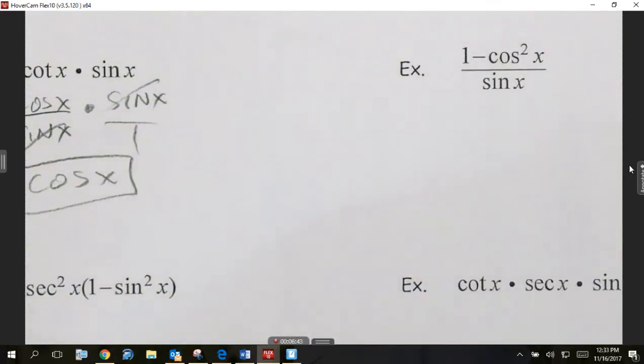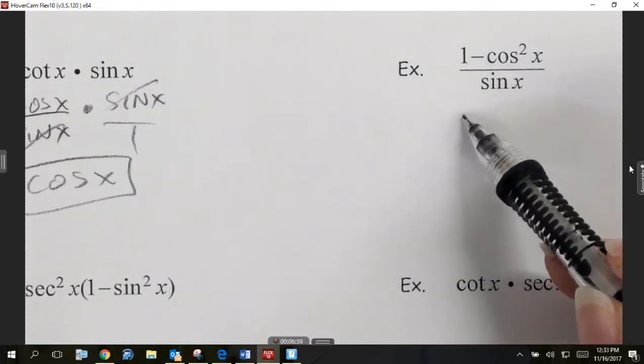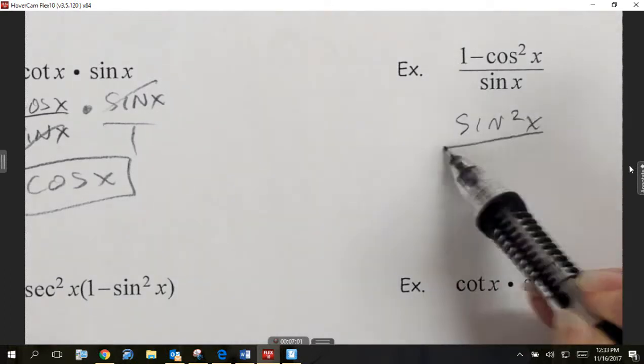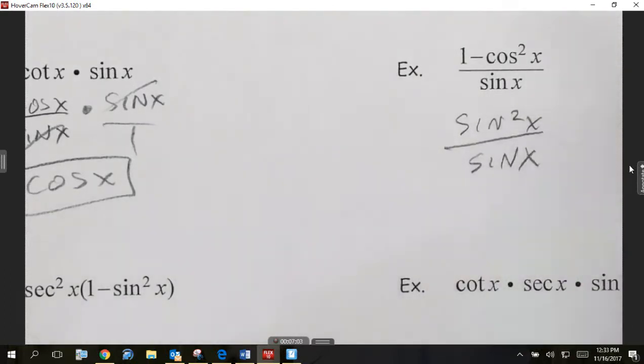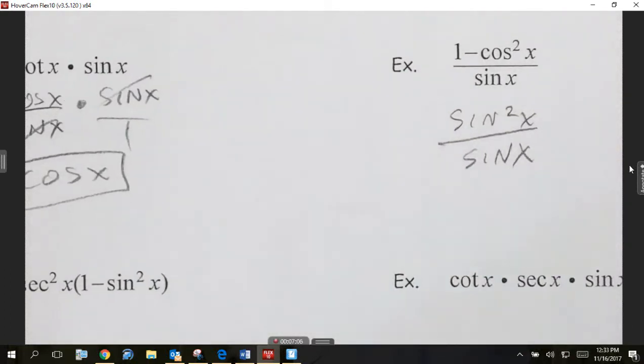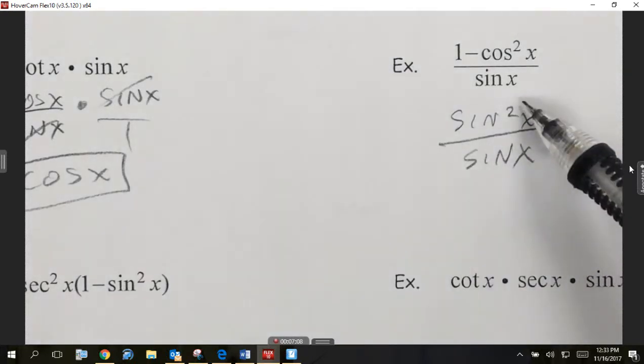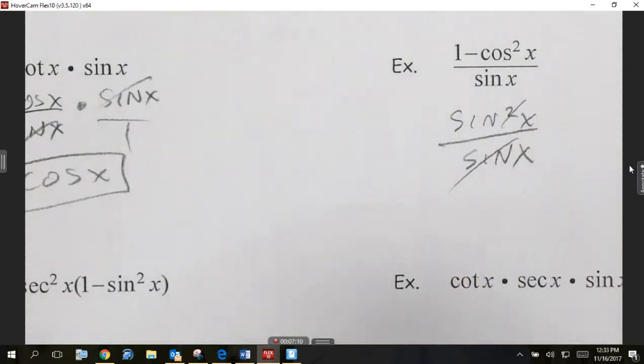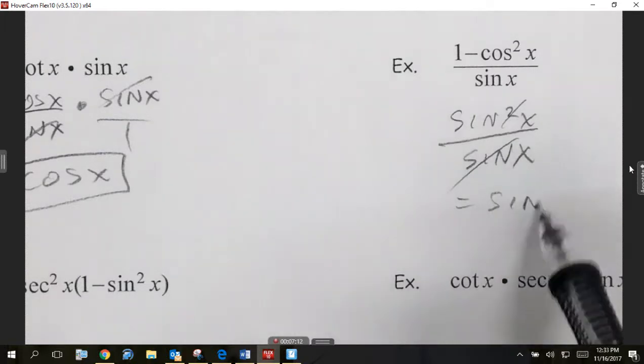Next example, 1 minus cosine squared x over sine x. Any ideas? I see this 1 and this cosine squared x, and I feel like I saw that before lunch. That is a Pythagorean identity, and it equals sine squared x over sine x. So then what do we do? Cancel out the squared with one of those, and we get sine x.